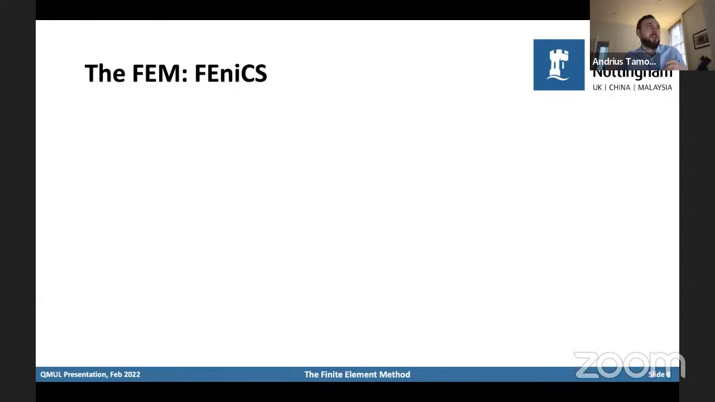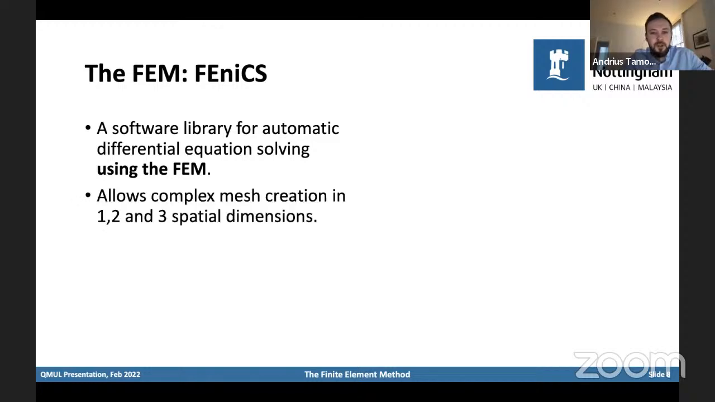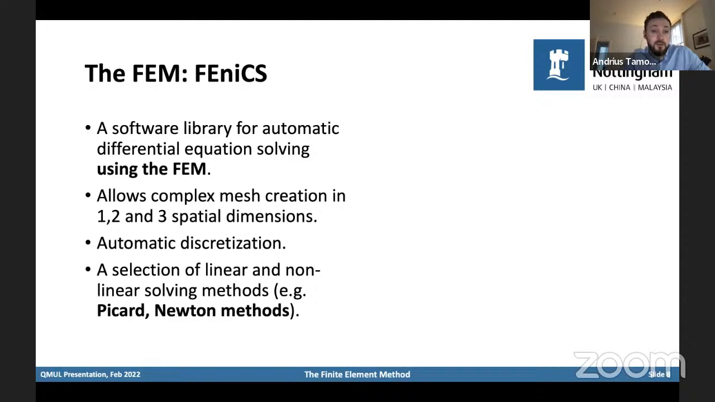Obviously, all that I mentioned, you don't usually do, well, almost none of this by hand. There are various software packages that you can use. That includes FEniCS. FEniCS is a software library for doing finite element method analysis, so all that I just described. It allows automating the mesh creation in 1, 2, and 3 spatial dimensions, automatic discretization, and it allows for various methods to solve linear and nonlinear equations.